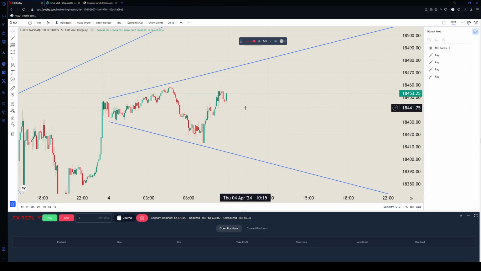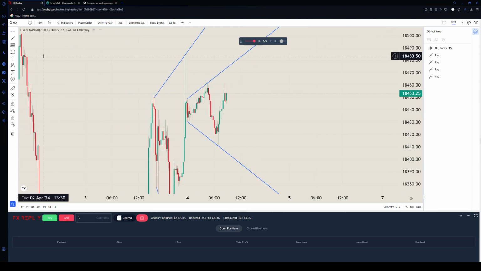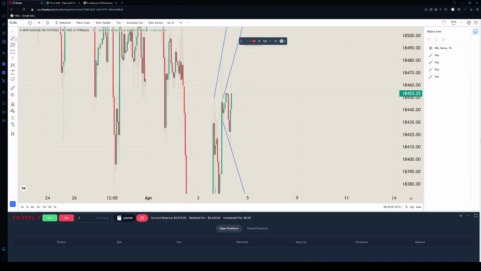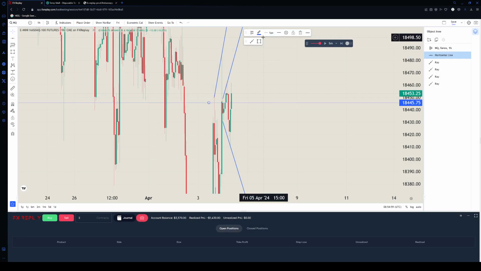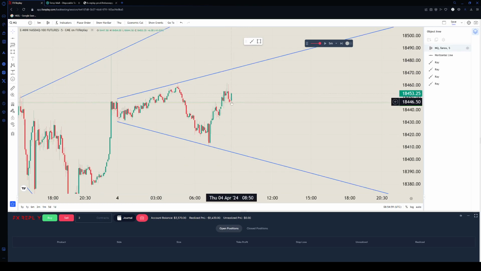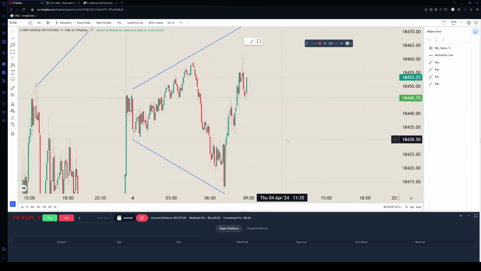So, let's imagine it's a brand new day. What's our bias? No, where's midnight? That's the first thing. Where's midnight? Midnight is right here. So we're currently above midnight. Gonna change the color so I don't get confused. Bam. We came to midnight right here. We respected it so far.